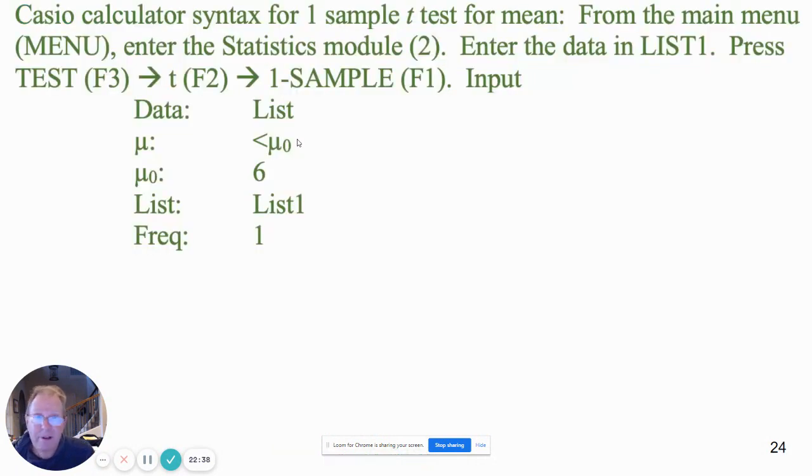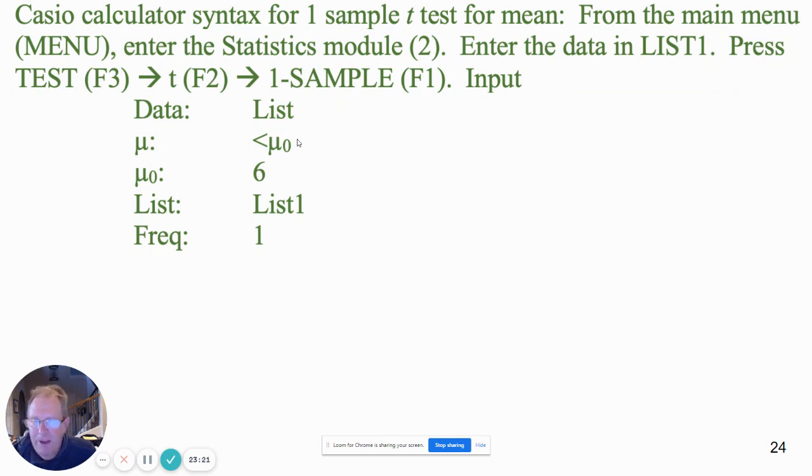So now we're back to our calculators here. From the main menu, go to the statistics module. That's module number 2. And we're going to enter your data in list number 1. We're going to press test. That's F3. What type of test is it? This is a t-test. So we hit F2. What type of t-test is it? It is a one-sample t-test. So we hit F1. Now, our data is coming in. We're inputting our data through a list. So I put on the top, data says list. It is a one-tailed test, so I have to make sure that I have the strictly less than my hypothesized value there.